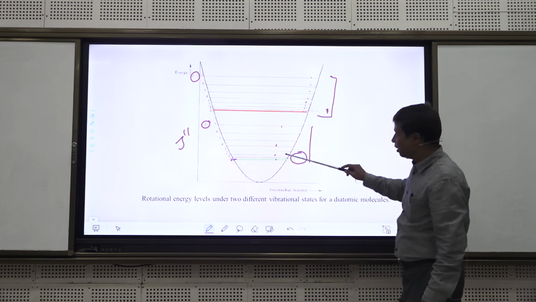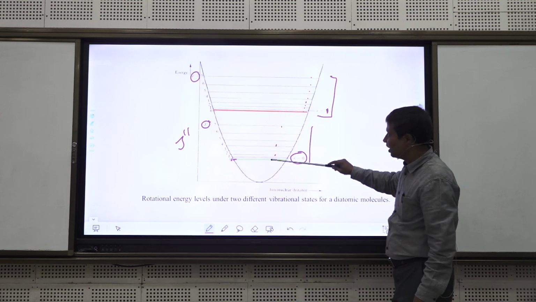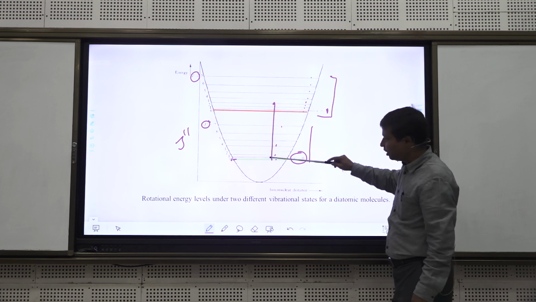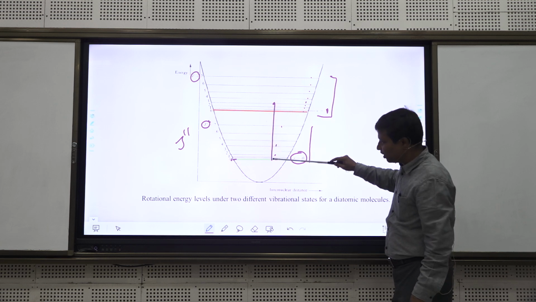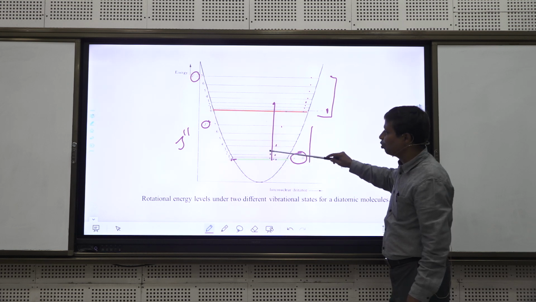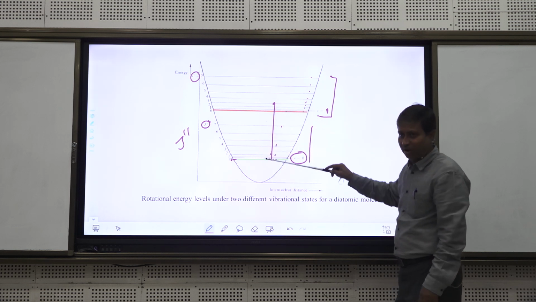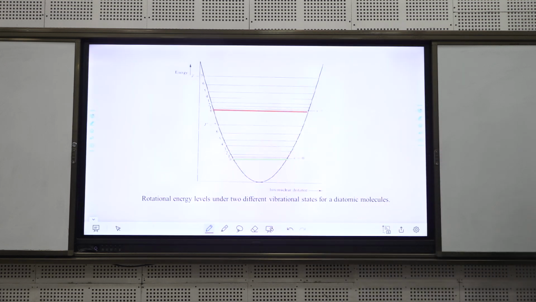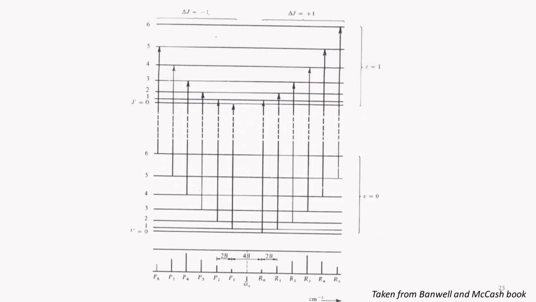So now we are thinking of a transition from one state to another. Whenever you are talking about a transition from one vibrational level to another, your rotational energy levels also get involved. That is what we will now show. The next figure is taken from a manual book. It looks a bit complex, but it is not that complex.